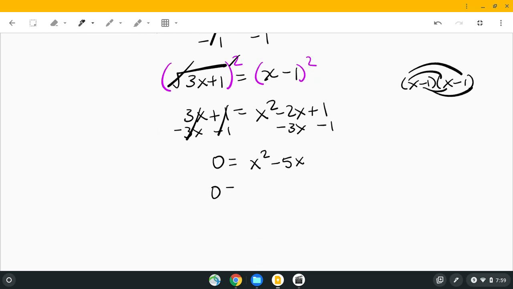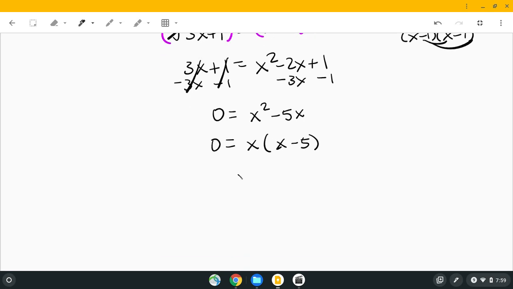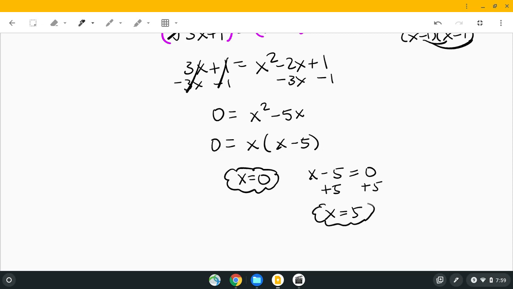This is some nice easy factoring. I'm going to factor out an x, and I'll be left with x minus 5. And then I take each factor, set it equal to 0, and solve. This one's already solved. This one I have to add 5, so x equals 5. I'm not boxing my answers because I have to check them, but I'll put little clouds around them. All right, so let's go ahead and check.